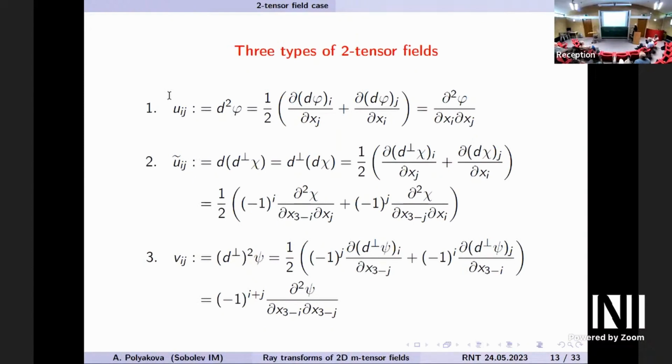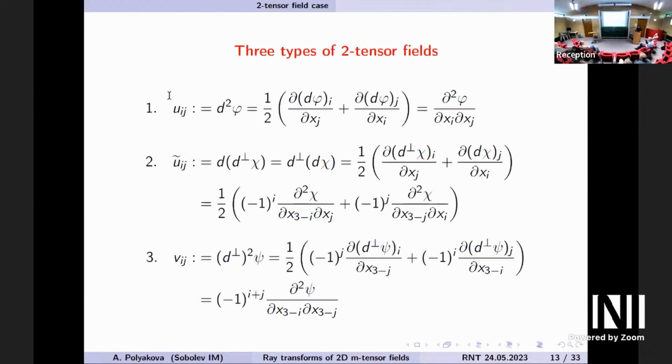And Chris told us that he wanted to construct such a type of two-tensor field by the longitudinal ray transform, but this is impossible because this tensor field, I will say about it later, this plus, is not of such type. But only fields of such type we can construct from the longitudinal ray transform. Sorry, I mean fields of what type? This is solenoidal. Yeah. Here we have minus.